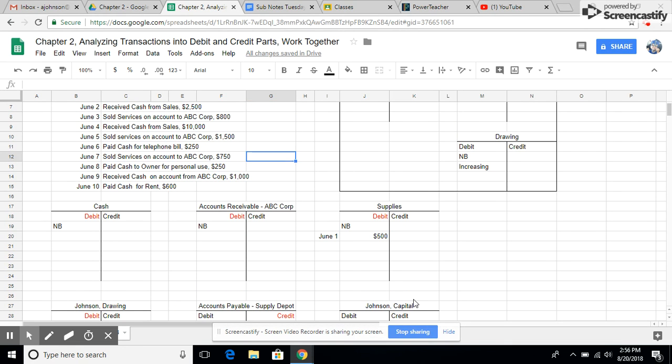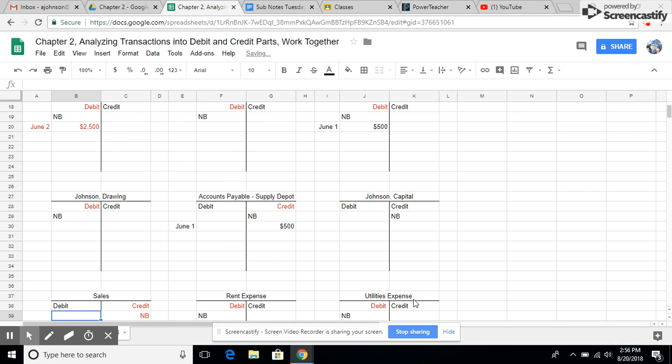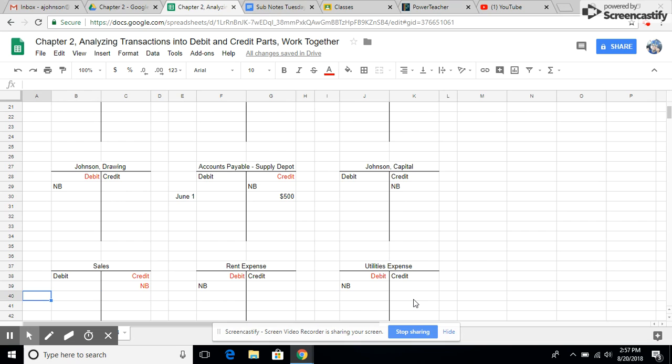Okay, June 2nd, we received cash from sales. So we're receiving cash. We're going to go over here to our cash, June 2nd, and if we're increasing cash, then that's going to go on the debit side for cash. So we have $2,500. We're going to go to sales, June 2nd, and we are also increasing our sales, and sales has a normal balance on the credit side, so it increases on the credit side.